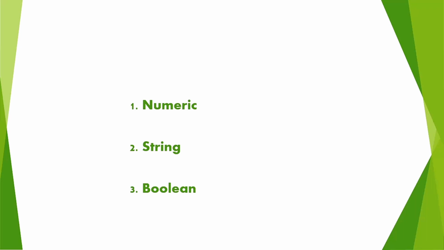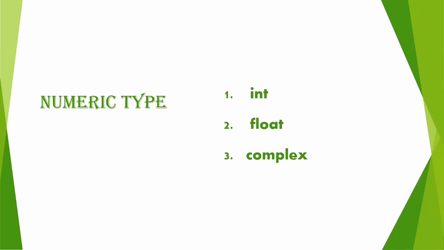Now we will learn about all these three data types one by one, and we will start with the first one, which is numeric data type. As you know, numeric type is about numbers. That means right now we will discuss what types of numbers we can use in Python. There are basically int, that is integer numbers, second is float, that is floating point numbers, and third is complex numbers that you can use in Python.